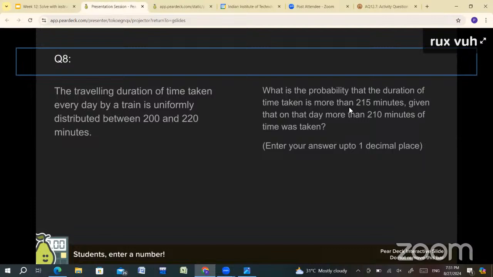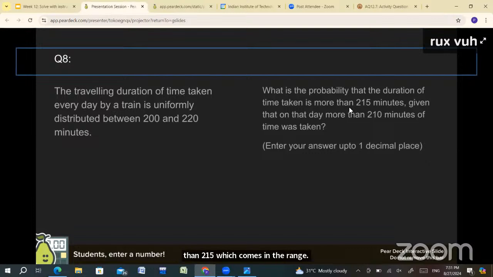Because that is a certain event that happened. That is given for that particular day. Yes, correct, sir. Below 210 it will be 0, and above 220 it will be 0. So below 200 and above 220, you are saying it will be 0, right? But you have to find that it is taking value greater than 215, which comes in the range.